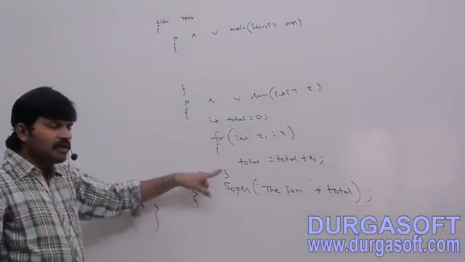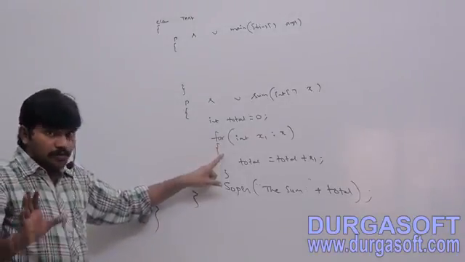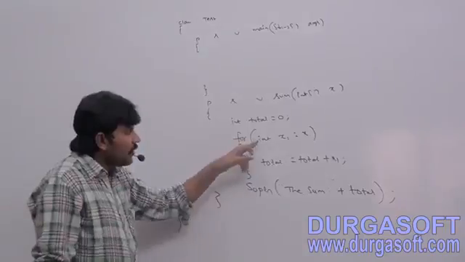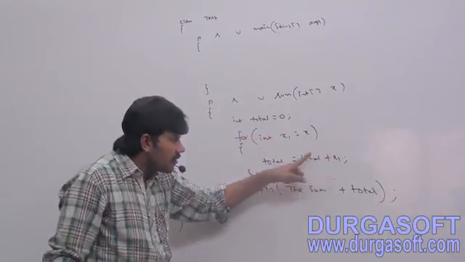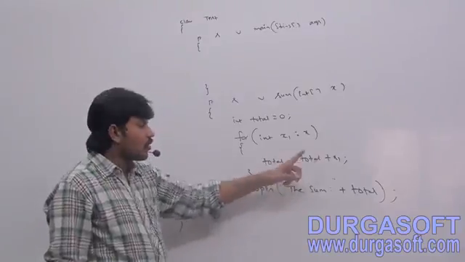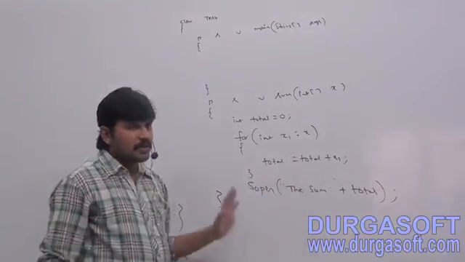What is this loop? This loop is called the for-each loop. You know the basic idea. For every int element present in this array, add that to the total. Total is equal to total plus x1. The sum is nothing but total.